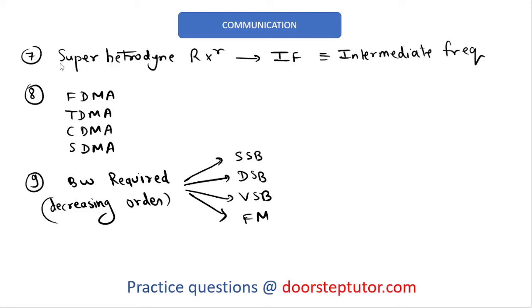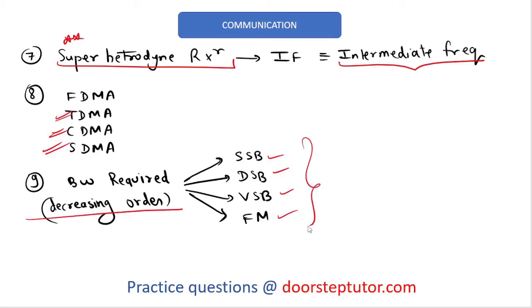There was some question based on superheterodyne receiver, which is again an important topic of communication. There was a question related to intermediate frequency. They had asked something like, what is intermediate frequency? There was a question based on FDMA, that is frequency division multiple access, time division multiple access, code division multiple access, and SDMA. There was a question related to bandwidth required for SSB, DSB, VSB, and FM. So we had to arrange the bandwidth for these given systems in descending order.